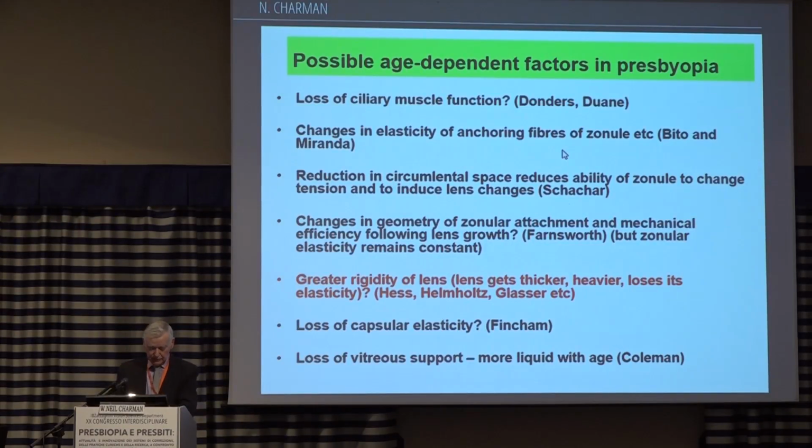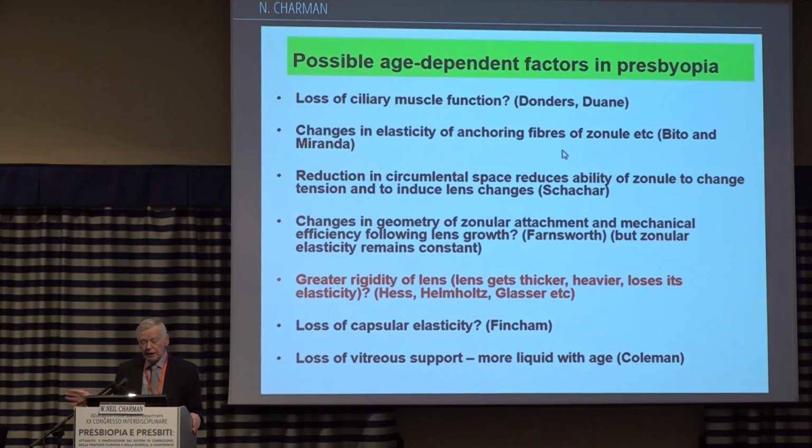So what are the age-dependent factors involved? Well, it could be the ciliary muscle is packing up. Remember, it's got to pull on those zonular fibers, and if the ciliary muscle becomes weaker, as one's muscles do perhaps in general with age, then there would be problems. It could be changes in the elasticity of the fibers which anchor the ciliary body. It could be a reduction in the space between the equator of the lens, the periphery of the lens, and the ciliary body. It could be changes in the geometry of the zonular attachment.